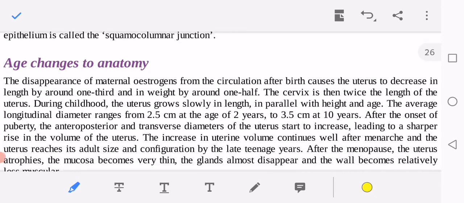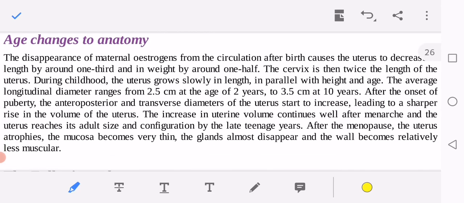Simply, any changes to the anatomy: the disappearance of the estrogens from the circulation after birth causes the uterus to decrease in length by around 1/3 and in weight by around 1/2. Okay, the cervix is then twice the length of the uterus. This is a very frequently asked MCQ, that the cervix is twice the length of the uterus. So in the neonate or infancy, in the early ages, cervix is longer than the uterus.